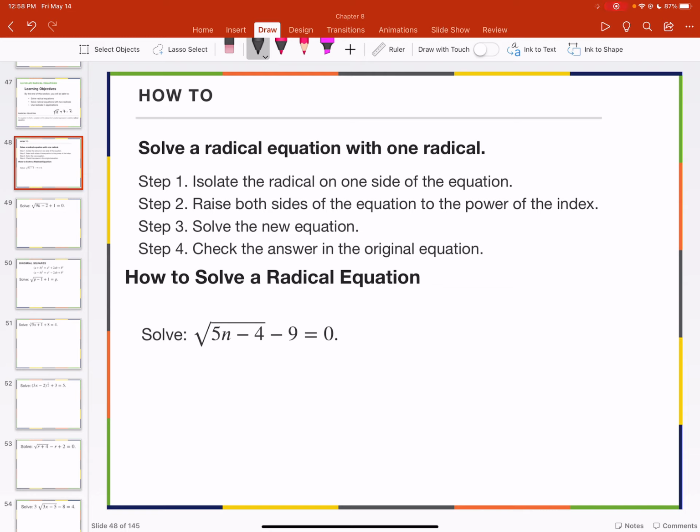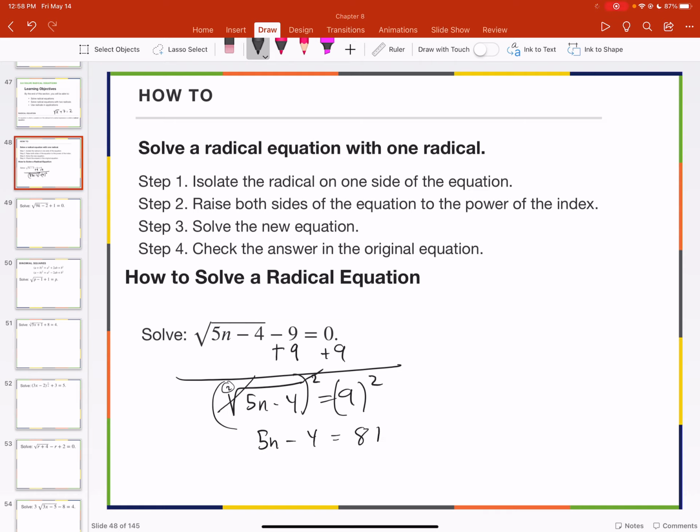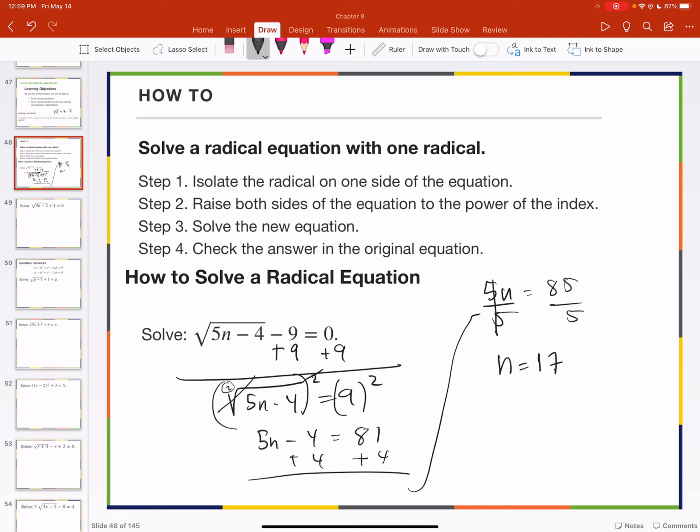So let's do that. We're isolating the radical. You get the square root of 5n minus 4 equal to 9. We square both sides because this is a square root. Remember, when it's nothing, there's a little 2 there. That cancels the radical here. You get 5n minus 4 is equal to 81. Add 4, we get 5n equal to 85. Divide by 5, and you get that n is equal to 17. Now, if you plug that back in, you'll see that it's correct.